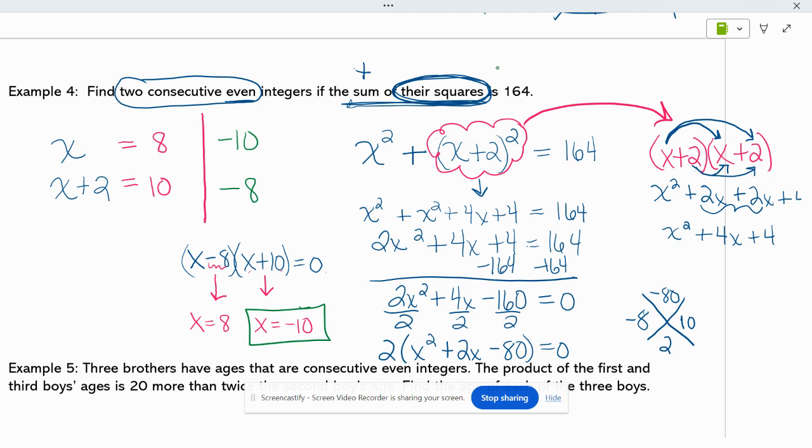I heard a question. It has the sum of their squares. What happens to a negative when you square it? Okay.